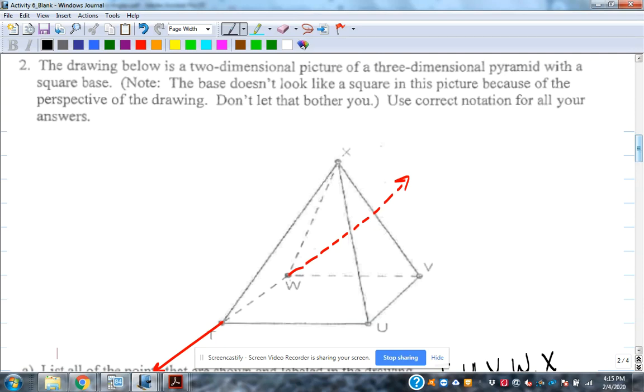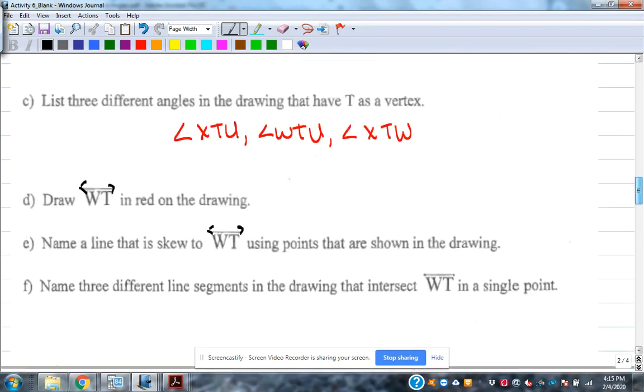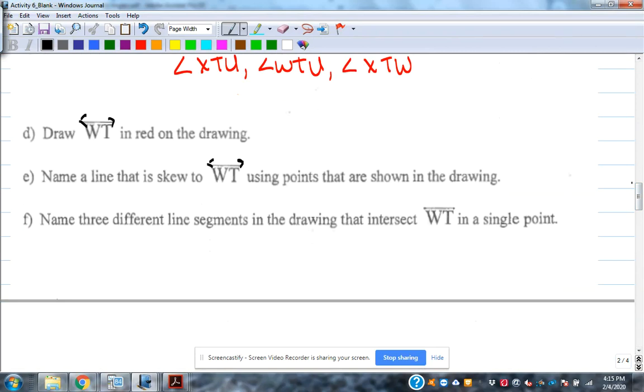XV and XU. Those would be two that are skew. So either of those, it just asks for one, but either of those would do. So we could call it line XU if we extended it, or I said XV. And again, you could change the order of those letters and it'd be perfectly correct. Nothing's wrong with that. And then F there. Name three different line segments in the drawing that intersect line WT.